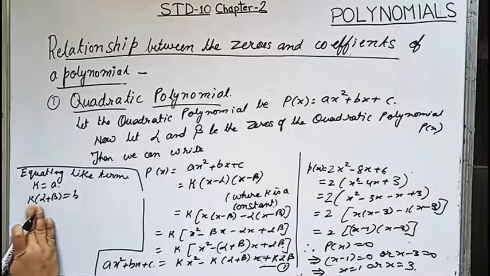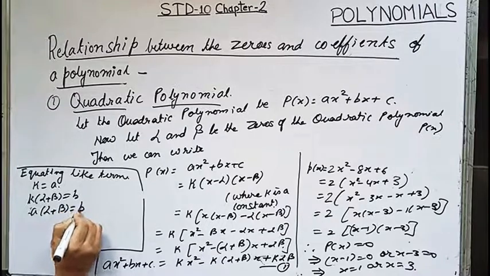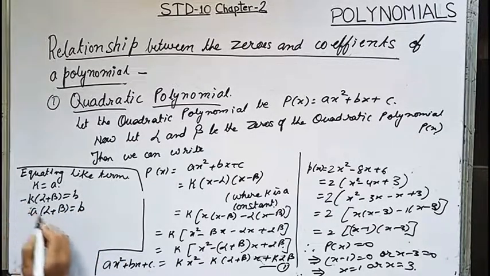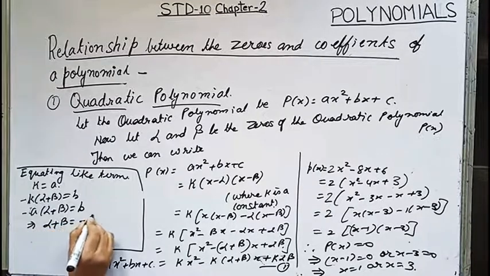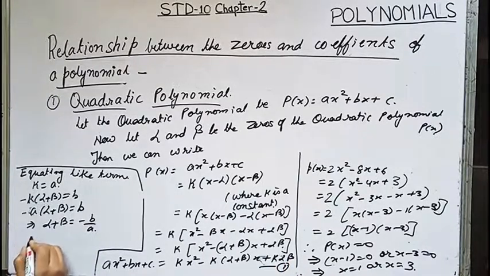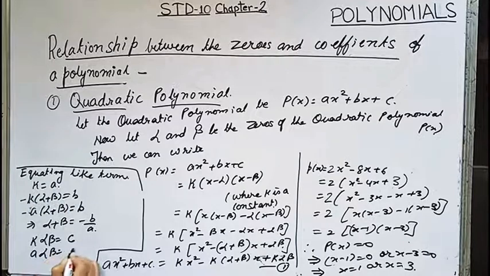So we will write here a into (alpha plus beta) equals b. Now take care here, it is minus k. In place of k I am writing a, so minus a(alpha plus beta) equals b. This implies alpha plus beta equals minus b by a. Now the third term, let us equate the constant terms. The constant term here is k into alpha beta and the constant term there is c. So we write k into alpha beta equals c. The k value is a, so a into alpha beta equals c. This implies alpha beta equals c by a.